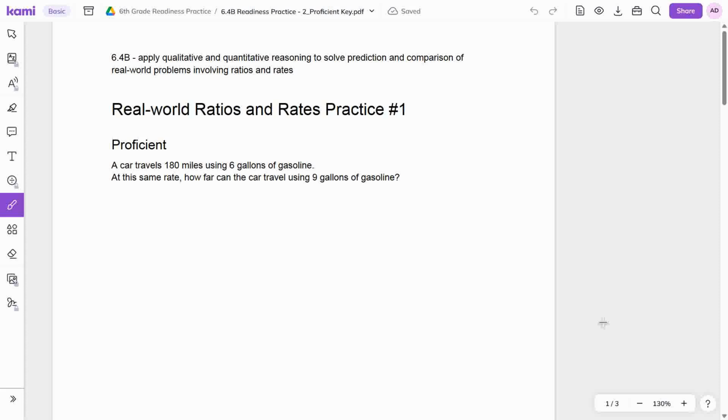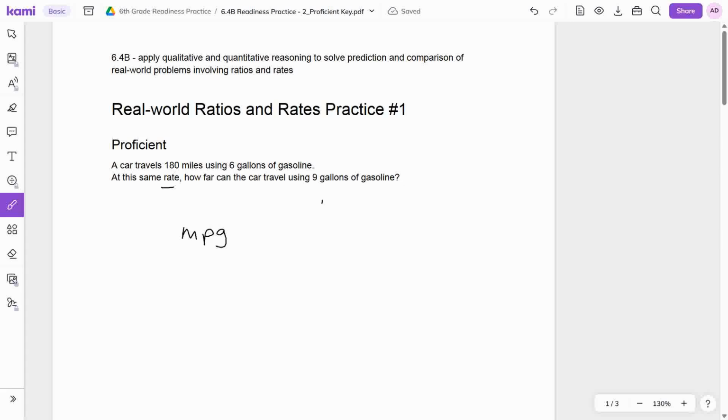So we have a car traveling 180 miles using 6 gallons of gasoline. We need to know how far the car can travel using 9 gallons if it uses that same rate. So let's figure out the unit rate. Okay, so we're looking for MPG. This is miles per gallon. That's what we're looking for.